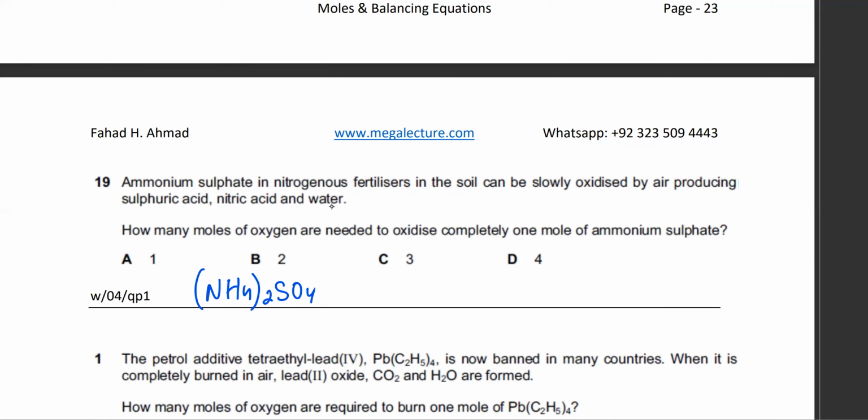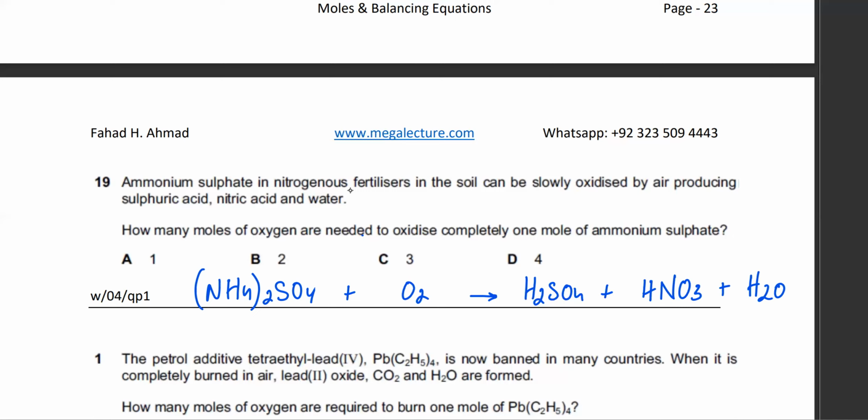And he's saying that it can be slowly oxidized by air, reacting with O2. And it's producing sulfuric acid, nitric acid, and water. So sulfuric acid is being produced, nitric acid is being produced, and water is being produced. Anyways, this question requires redox balancing, so I'll do this redox balancing here.